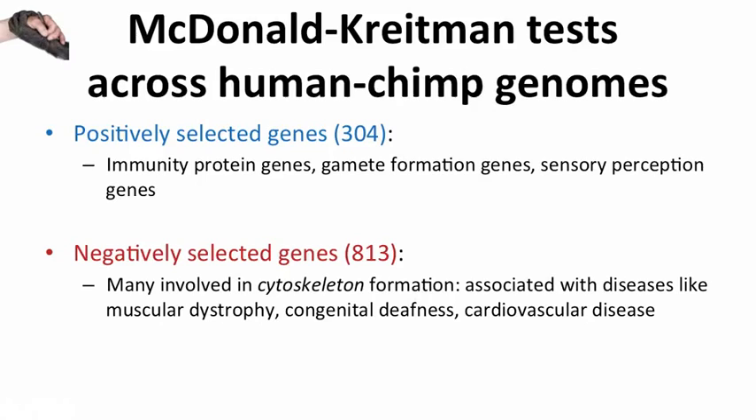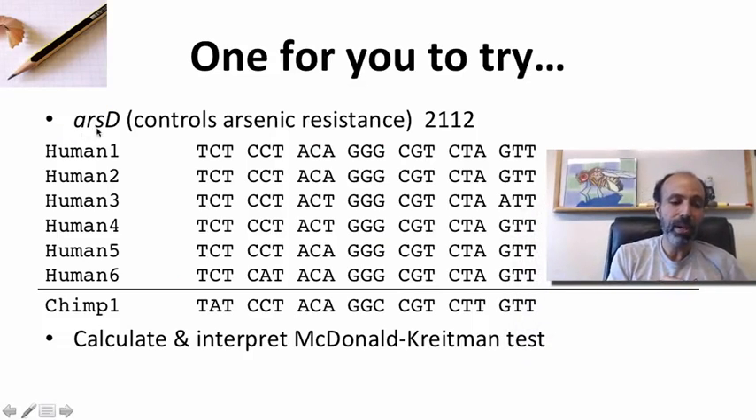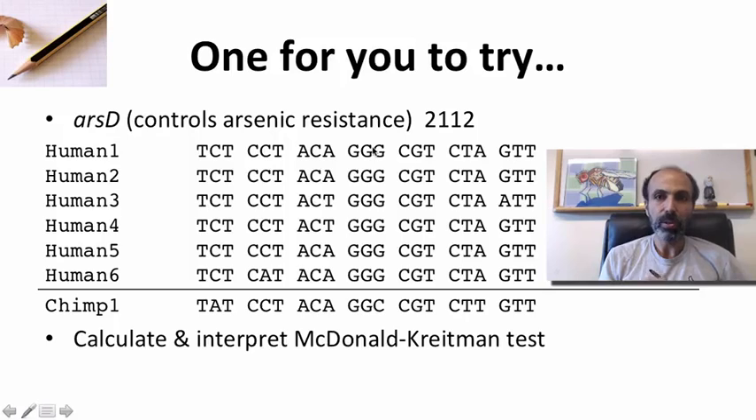So let me give you one to try here, so you can have a little bit of practice within the video before you even try any of the practice problems. This is a hypothetical sequence for ARSD. This is something that controls arsenic resistance. Okay? So I want you to go through here and calculate and interpret the McDonald-Kreitman test. So you may want to pause the video before you actually get to the in-video quiz.